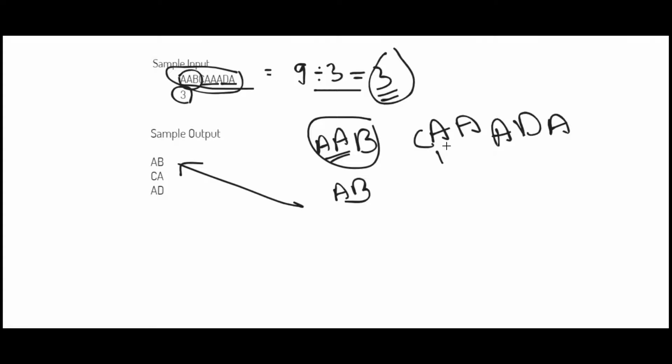Similarly, in this case we have to combine these 2 similar characters which will be CA, and also in this case it will be AD. We are going to combine these 2. Okay, so I hope that you have understood what we have to do in the question. So let's proceed to the code.